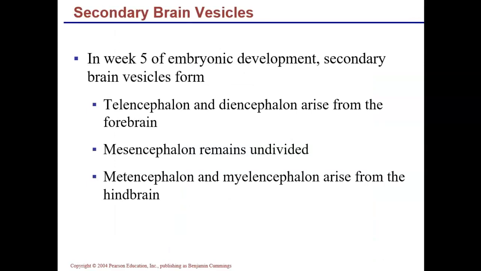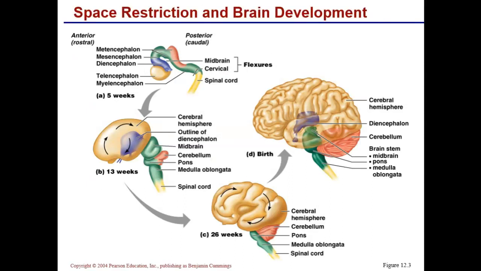So we talked about these different portions, and you could see development in, for example, 5 weeks of development. Here's this tube. You could see the telencephalon, 13 weeks, 26 weeks, and at birth. And as you can see, the telencephalon is going to be that portion that really grows a lot during development, and it will become these cerebral hemispheres right here. So if I use the term telencephalon, I'm really talking about these cerebral hemispheres.